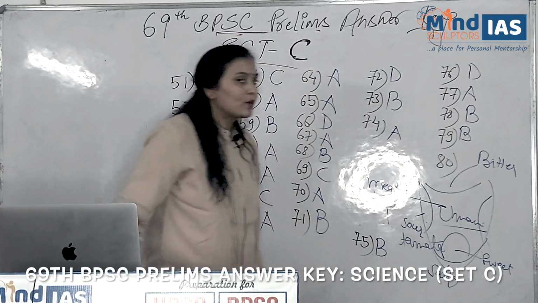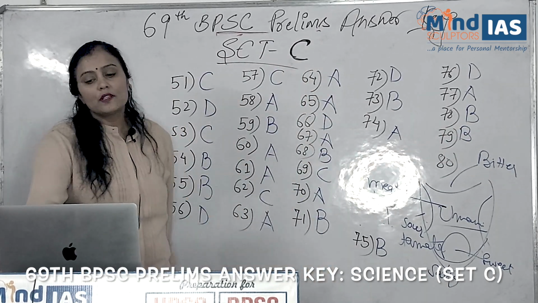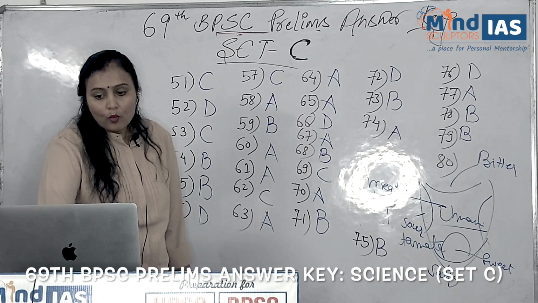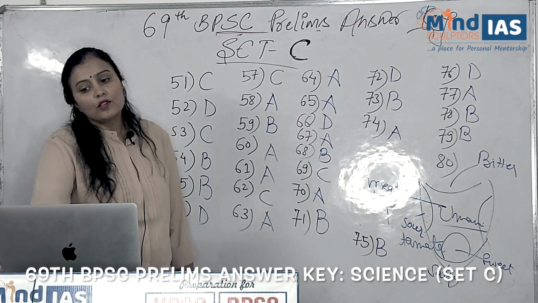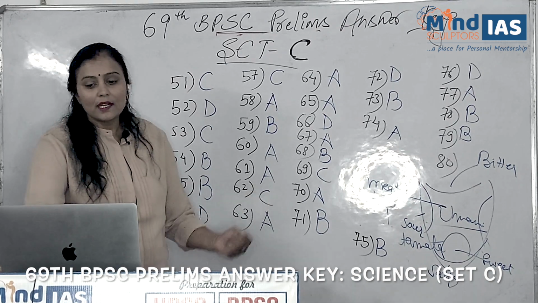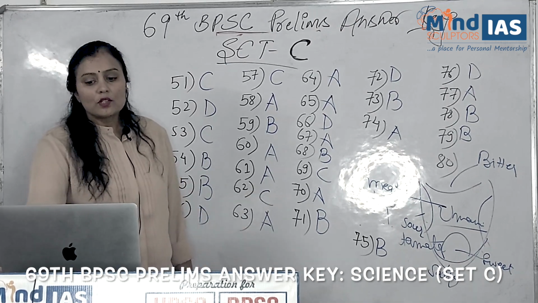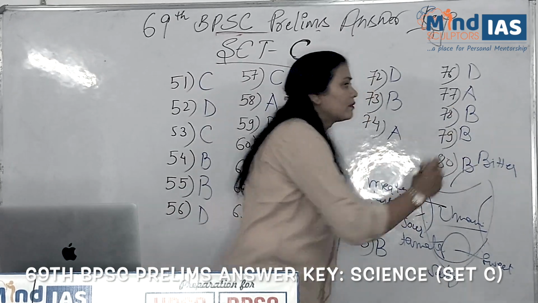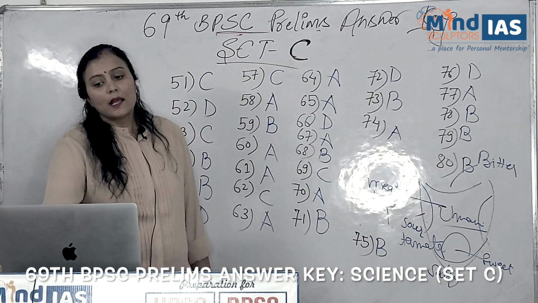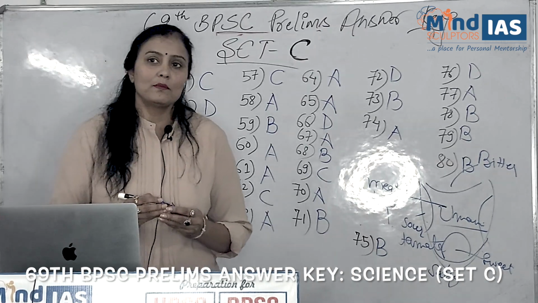Now come to the next question, or the last question of the science portion. What is the name of Tesla's humanoid robot launched in October 2022? GK type question. The answer for this question is B, that is Optimus. So the right answer for the last question is B, that is Optimus.